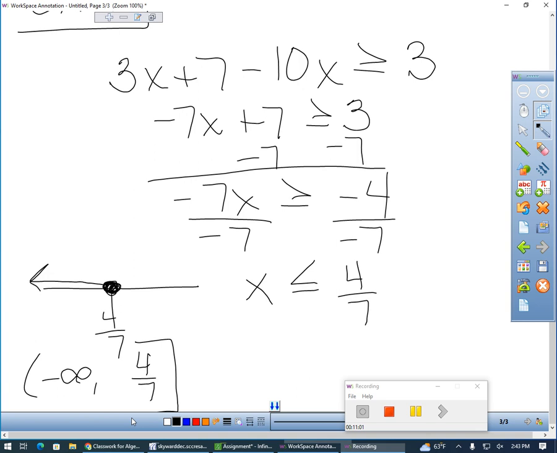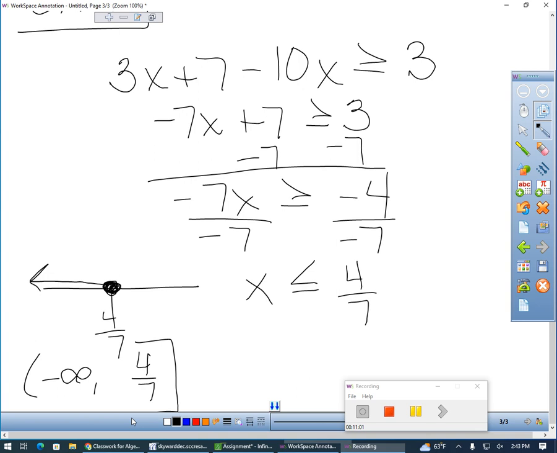All right, so any questions before I go to my last example? Yes? Because right here, when you divide by a negative, anytime you divide by a negative, your sign's going to flip. Okay, because it takes everything that's on this side and puts it on this side, and everything that's on this side and puts it on this side. Okay?